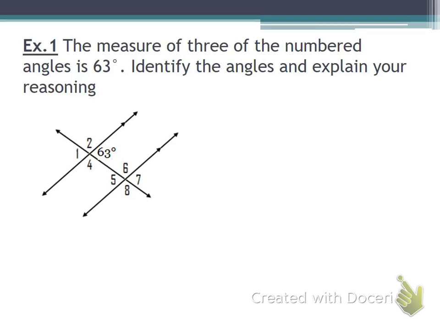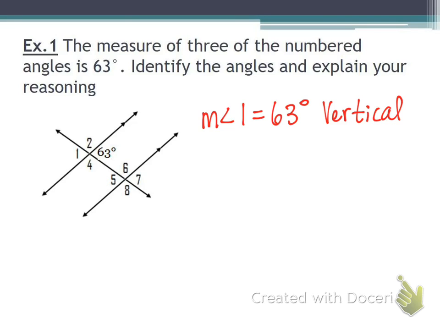All right, the measure of 3 of the numbered angles is 63 degrees. Identify the angles and explain your reasoning. So they mean 3 other ones, not including the one that they already told you is 63 degrees. So who can give me one of the other angles and a reason why? Yanni? 2 because it's vertical. 2 wouldn't be vertical. Which one's vertical to it? Oh, 4. I mean 1. 1. Good. So angle 1, the measure of angle 1 is equal to 63 degrees because it's vertical to the one that they gave us.